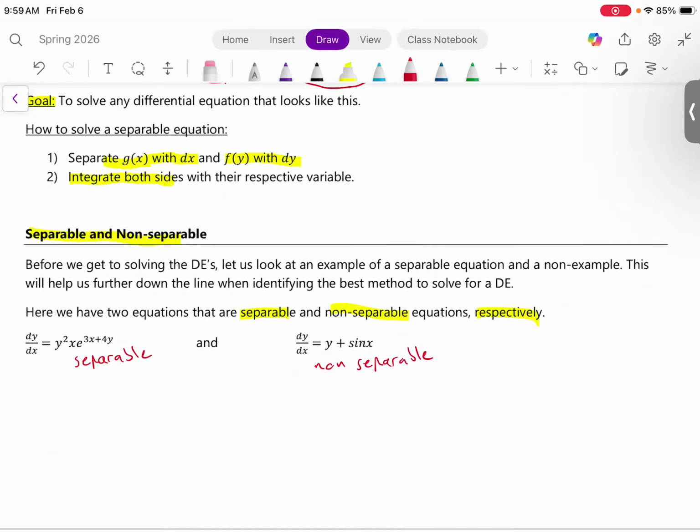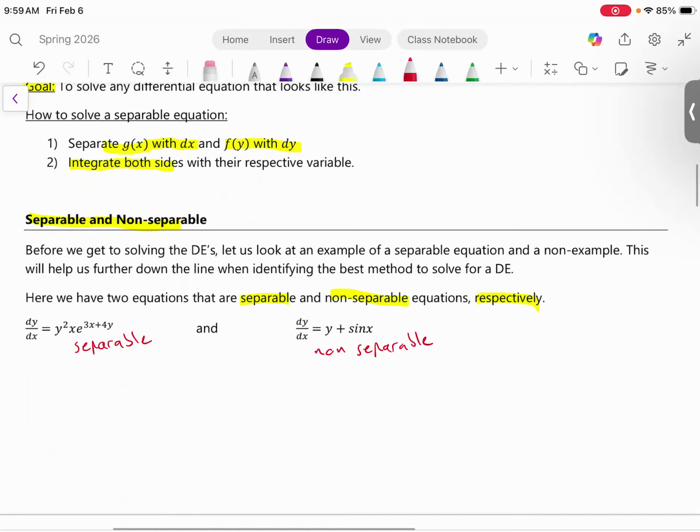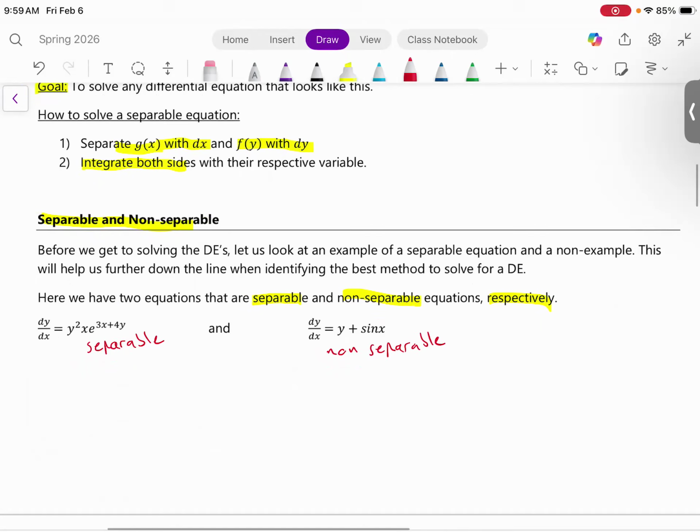Let's play around with the left-hand side. Say I multiply both sides by dx. Then I'd be left with dy equals y squared x e to the 3x plus 4y dx. I'm going to separate out the powers of e. Exponential powers, since they're being added with the same base, we can take them apart and just multiply, and the dx we just multiply to both sides.